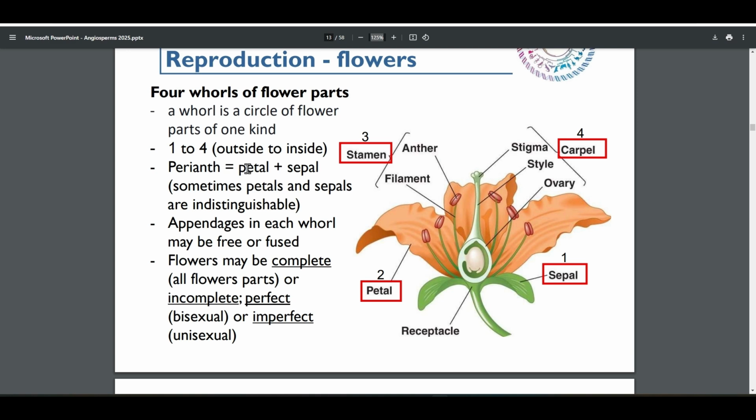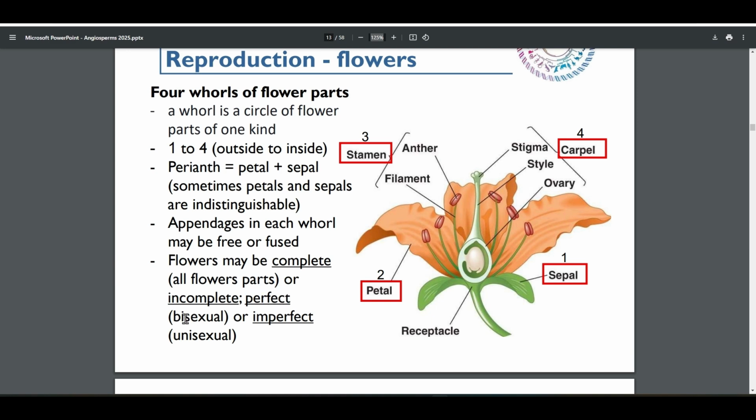Now, there is something called the perianth, which is the petal and the sepal, this and this. Sometimes they are morphologically very similar, and you cannot distinguish them by looking at them, but you'll be able to distinguish them when you look at it layer by layer. The appendages in each whorl could be free, so independent, or fused. So these petals could either be independent from one another, or fused, so free to becoming one. And then flowers may be complete with all of these structures, or incomplete, so they don't have those structures.